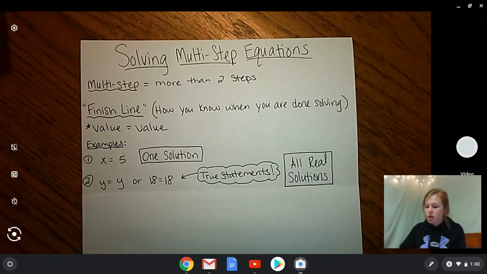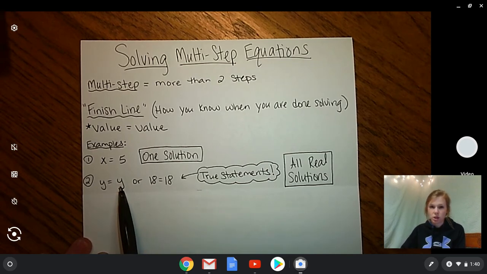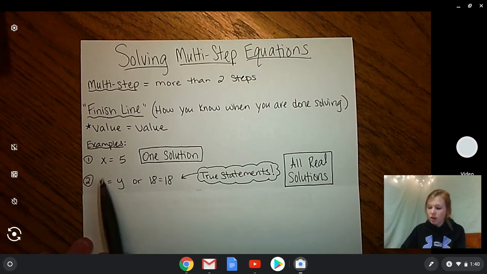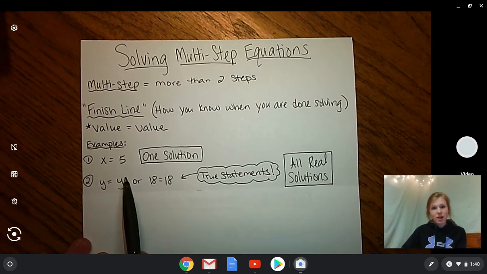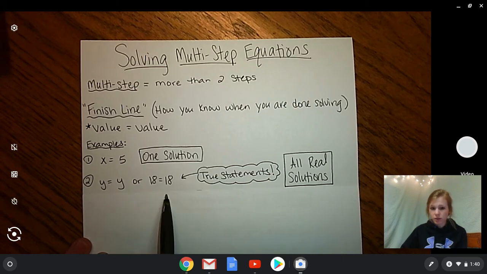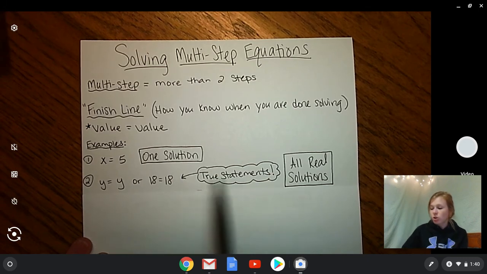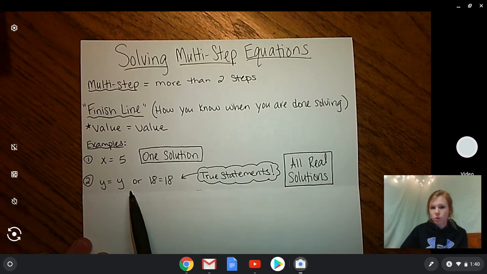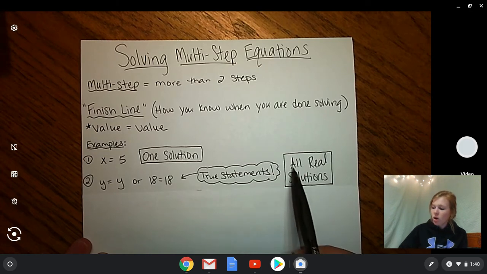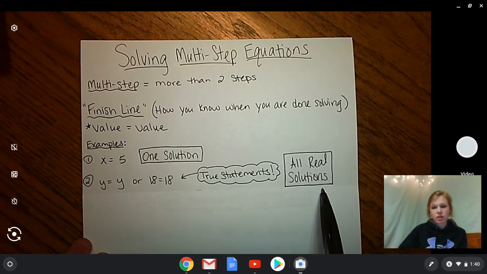The second example that I want to show you is when you get something that looks like this. You have a variable equal to a variable, or a number equal to a number. So basically you have the same value on both sides of the equal sign. The left side looks just like the right side. They have to look exactly alike. They've got to be identical twins. This is a true statement. Y does equal Y. 18 equals 18. Those are true statements. So what that means is all real solutions is your answer.